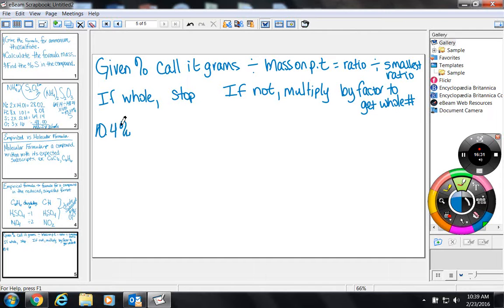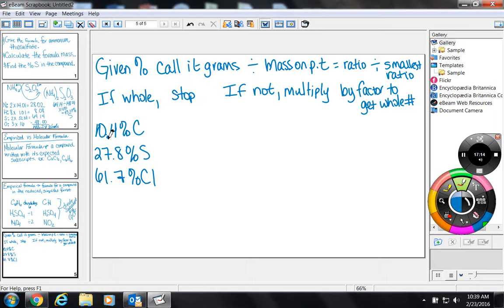10.4% carbon, 27.8% sulfur, and 61.7% chlorine. Now I'm going to think of each of these percentages like grams. Wait, are those the percentages of the compound? Yes, it's the percent that the compound is made of. The percent composition. Okay? I'm going to think of them like grams.